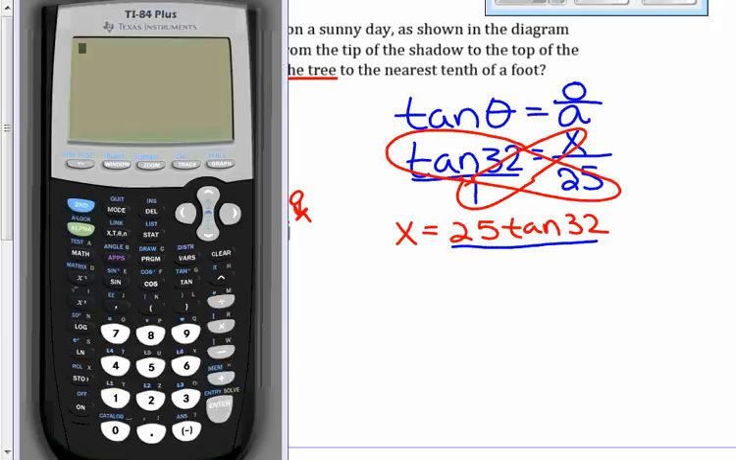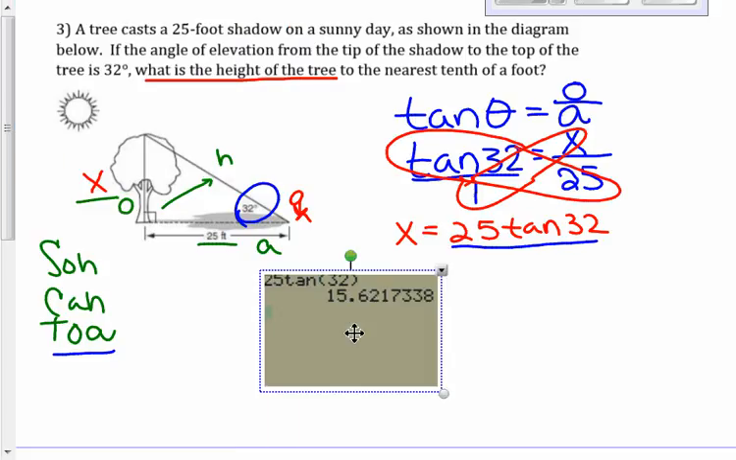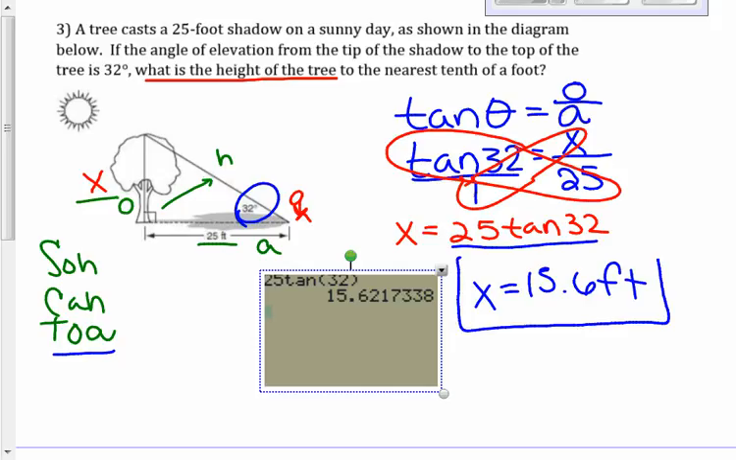So going to our calculator, you just type in 25 tangent of 32 and press enter. Again, this answer wants it to be to the nearest tenth. So x is equal to 15.6. And we know the units here are feet, so we can go ahead and put 15.6 feet.